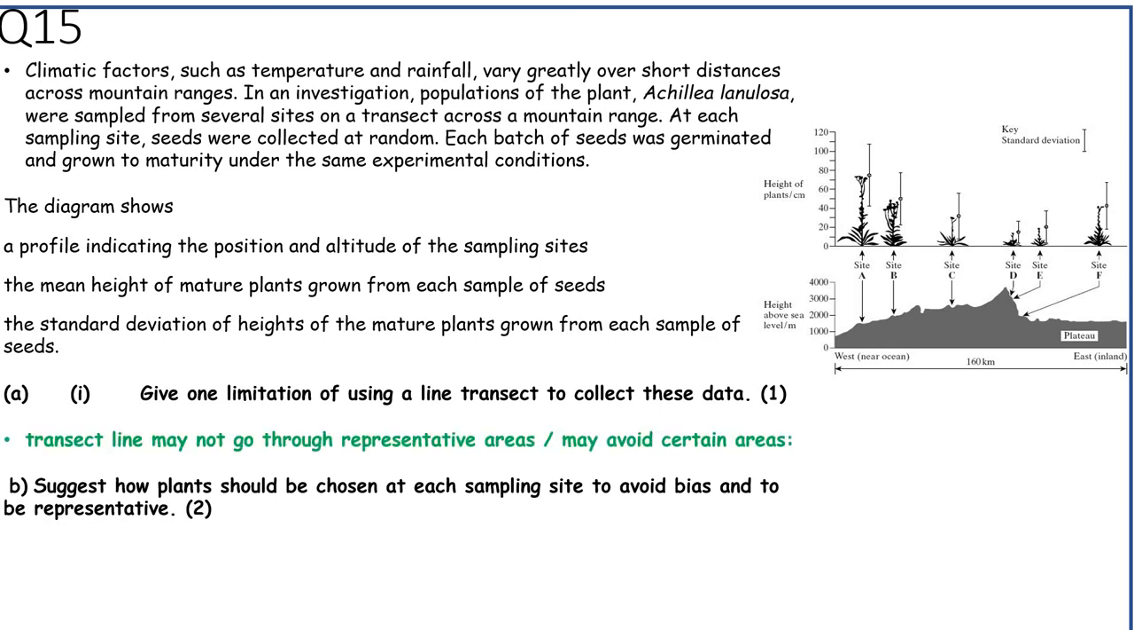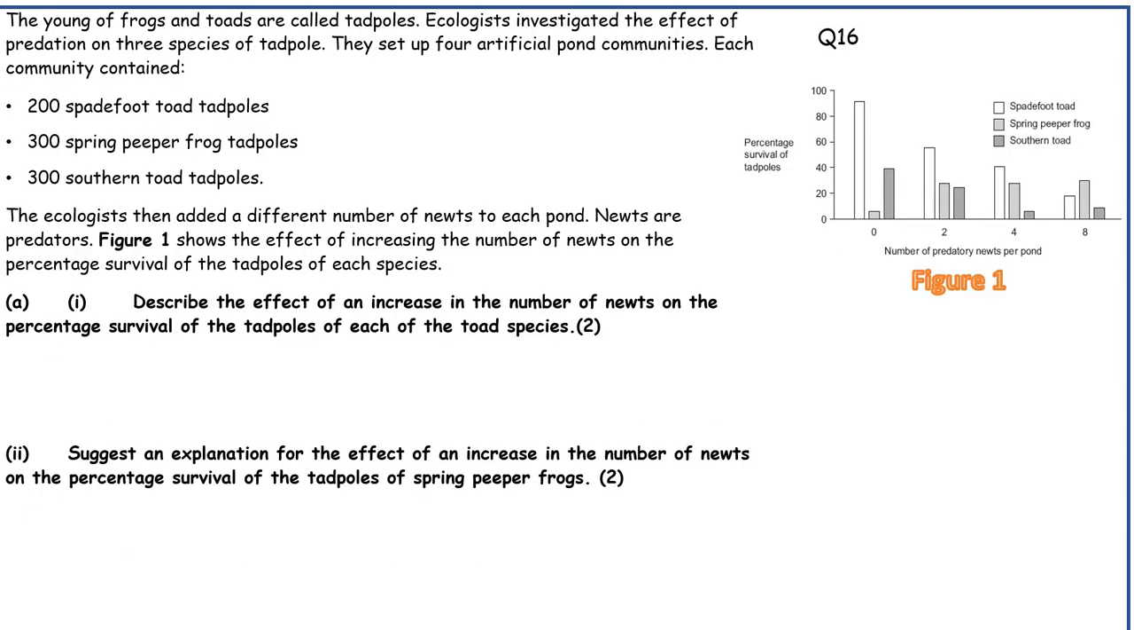The transect line may not go through representative areas or may avoid certain areas. Suggest how plants should be chosen at each sampling site to avoid bias and to be representative. They need to have a large sample, and they need to be chosen randomly, so you say how random coordinates are generated or how random places are chosen. So you could use random number generators.